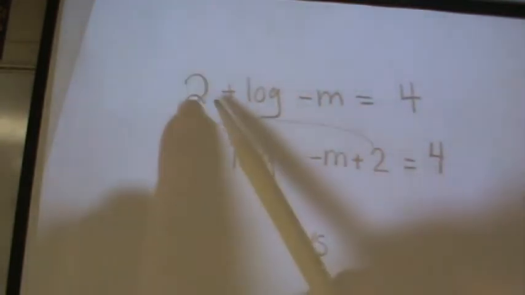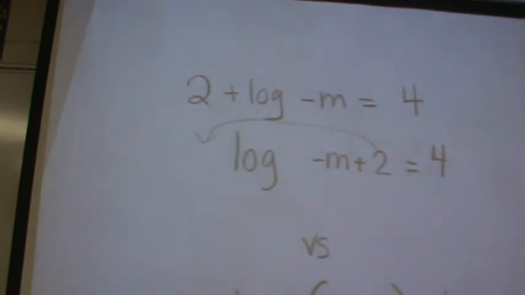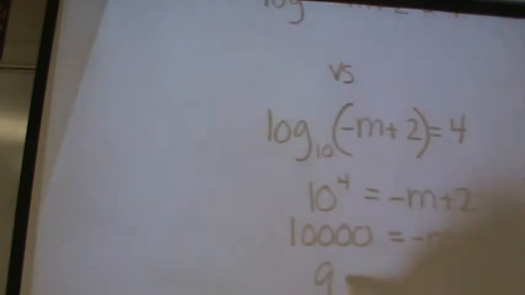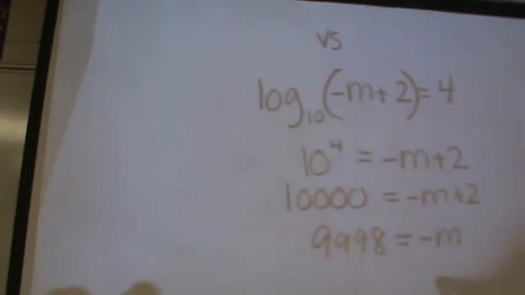So how did you get rid of this 2? You were the one that told me what to do. Subtract it. I'm talking about the bottom part. The bottom one, you're going to rewrite this as 10 to the 4th power. This one, you have to go right into rewriting it. 10 to the 4th power equals negative m plus 2. So this is a 1 with 4 zeros. Subtract 2, and then divide by negative 1.